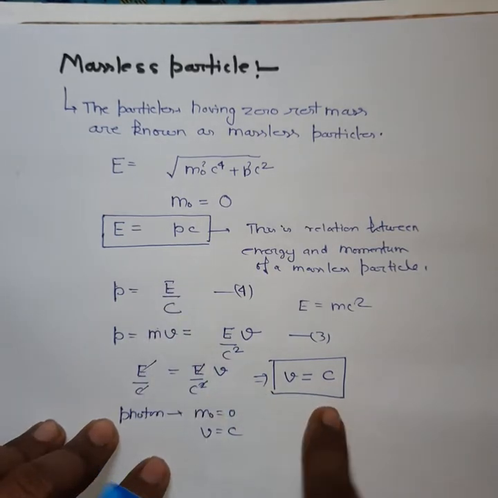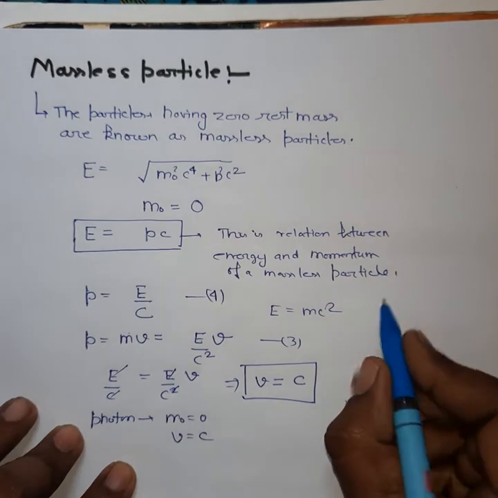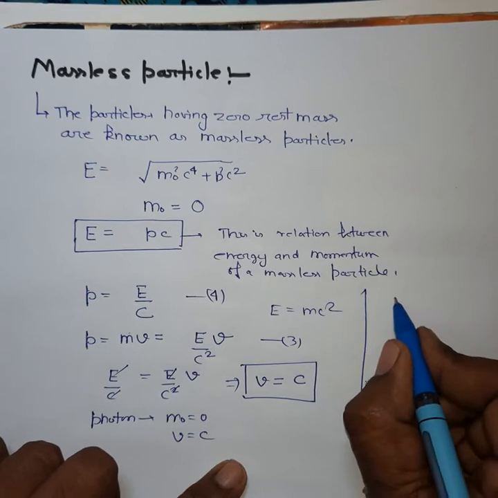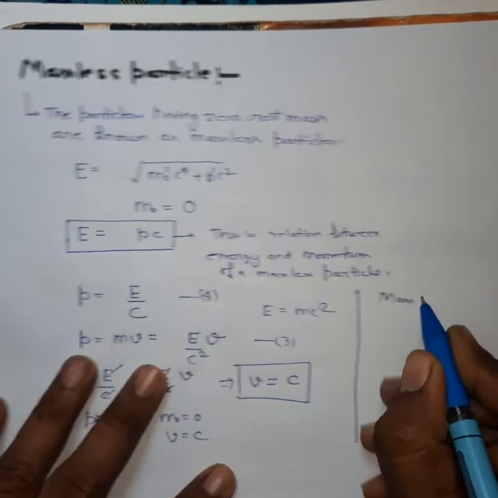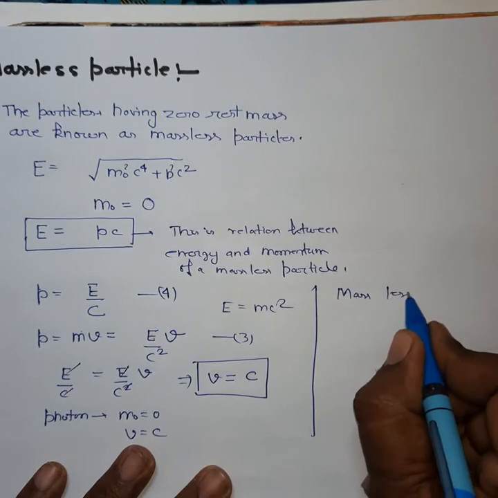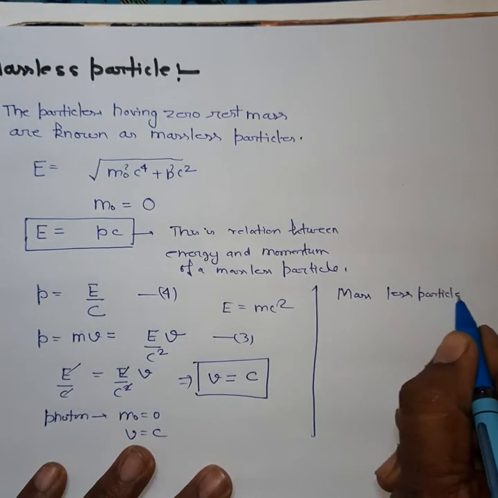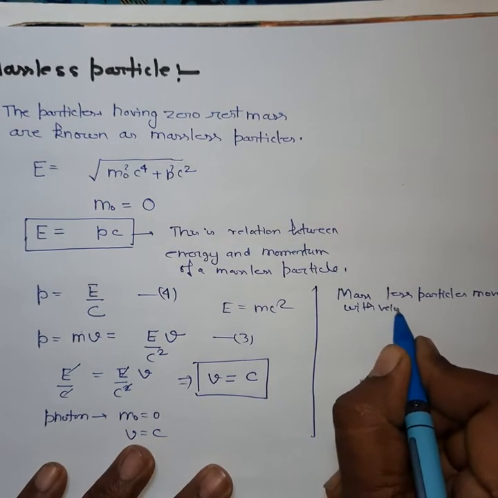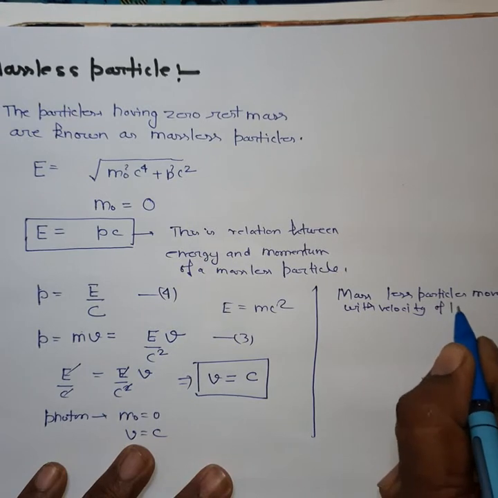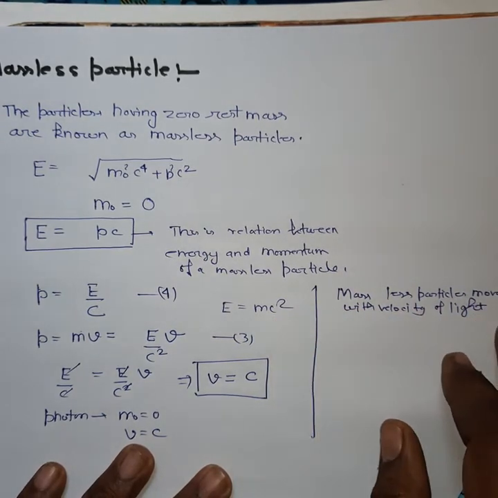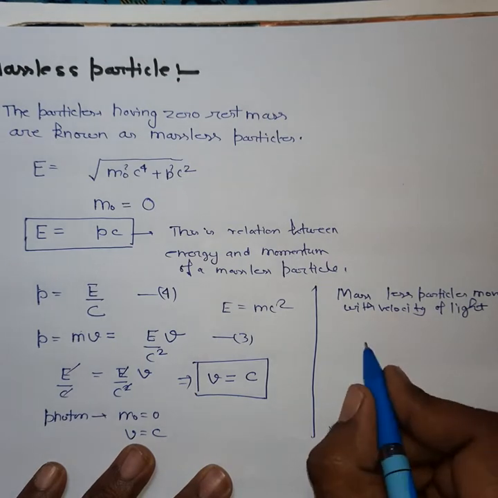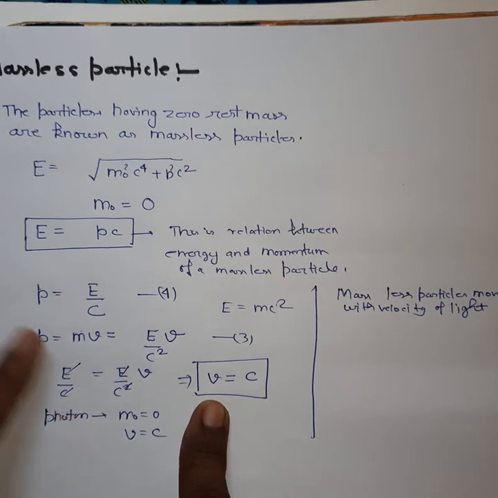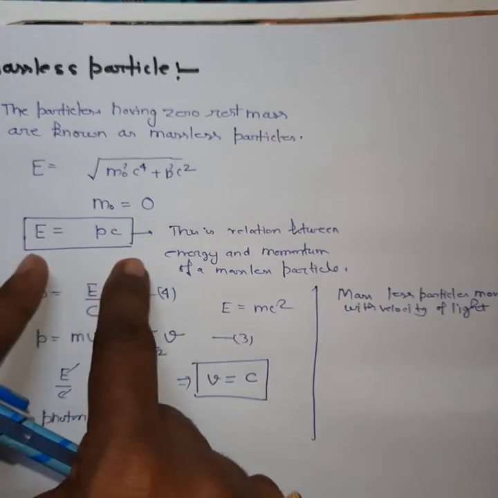So in this way you can do this calculation, and you can also prove it in some other way. What we have to prove is that massless particles move with the velocity of light. Sometimes it is asked in the exam that massless particles move with the velocity of light. So one method is this, that you can show that massless particles move with the velocity of light and its energy and momentum are given by this.